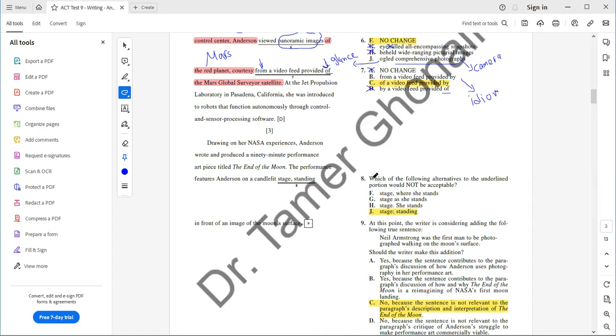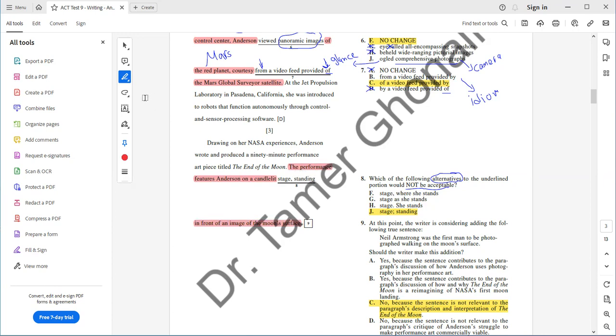Let's read number eight. Which of the following alternatives to the underlined portion would not be acceptable? Alternatives. This question is repeated twice, huh? I need the one that is wrong. I need the one that is wrong. Take care. So let's read here. Read, please. All of it.